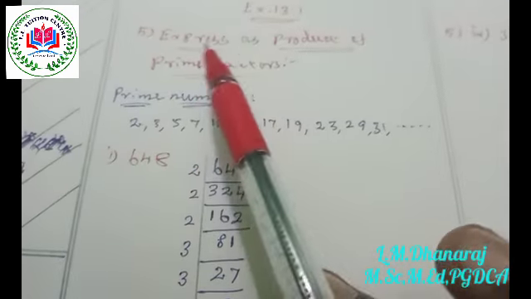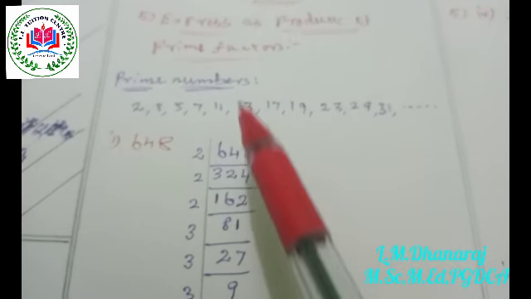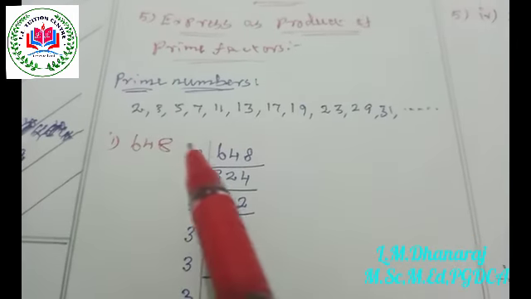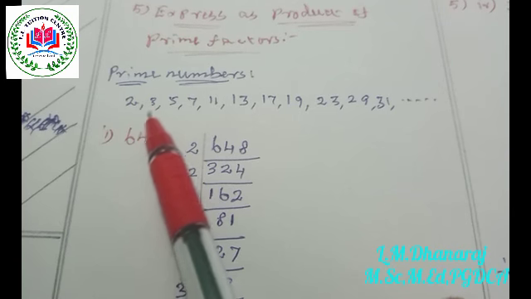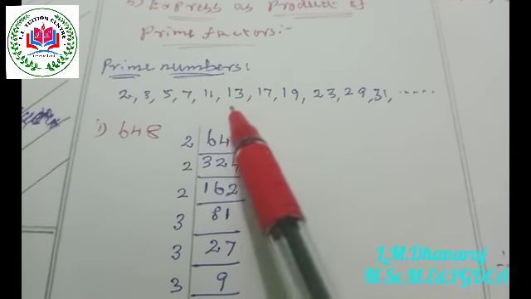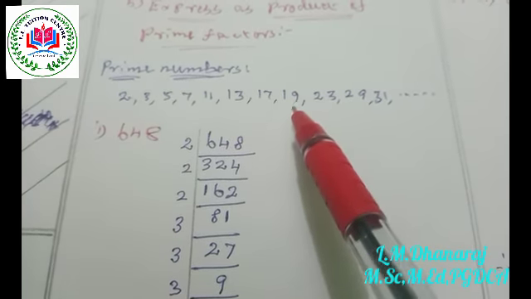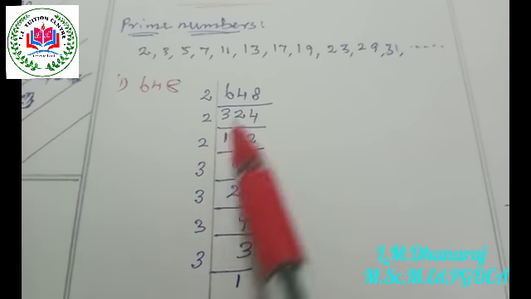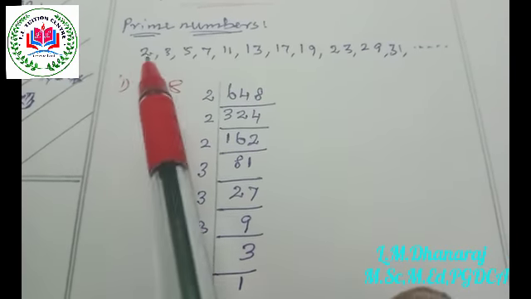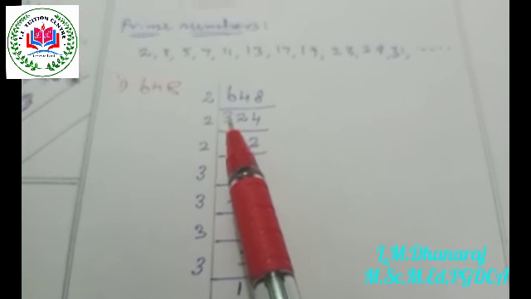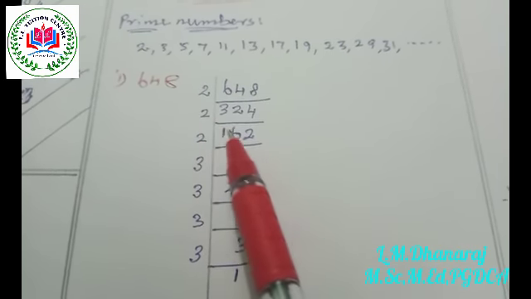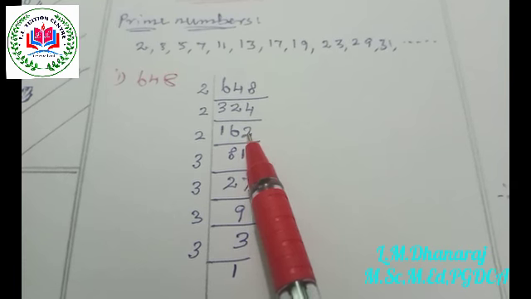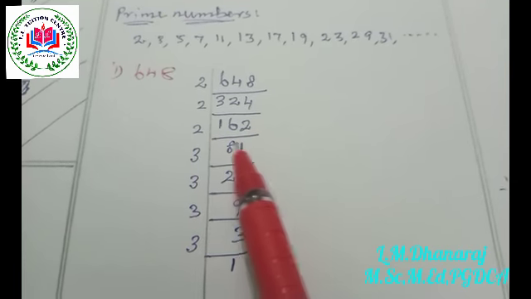Fifth Roman letter, we have to express as a product of prime factors. We have already dealt with prime numbers: 2, 3, 5, 7, 11, 13, 17, 19 and so on. Now here we have 648. Since it is an even number, divide by the prime number 2, that is 324. Again it is an even number, divisible by 2, so 162. Again an even number, so dividing by 2 gives 81.